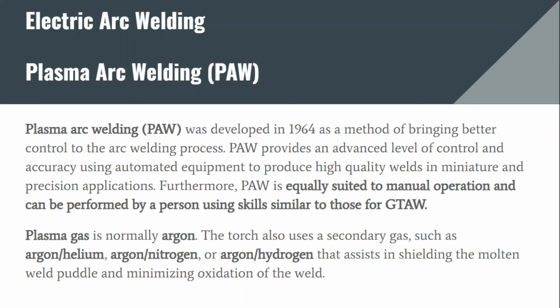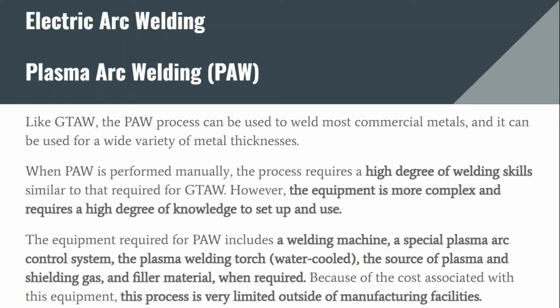Plasma gas is normally argon. The torch also uses a secondary gas, such as argon helium, argon nitrogen, or argon hydrogen, that assists in shielding the molten weld puddle and minimizing oxidation of the weld. Like gas tungsten arc welding, the plasma arc welding process can be used to weld most commercial metals, and it can be used for a wide variety of metal thicknesses.